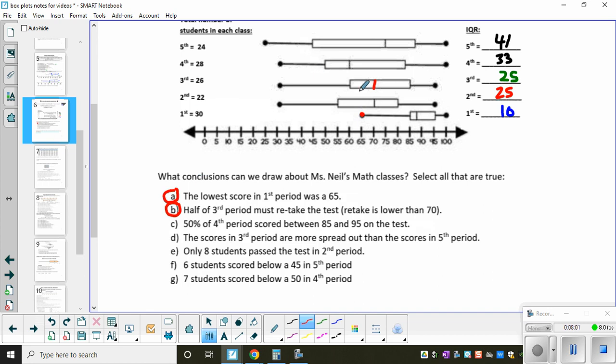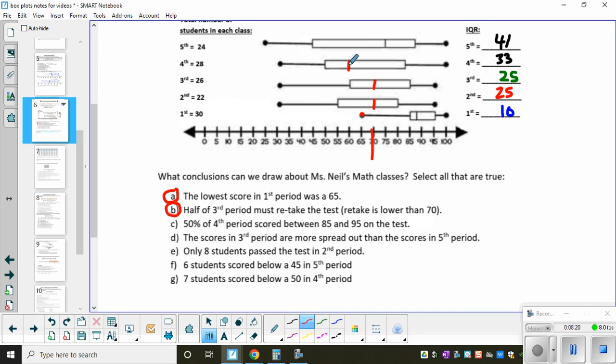So third period, when we look at that data and consider that half the class needs to do a retake, that's not so good. In fact, if we care about 70 being the cutoff right here, obviously this class did way better than that. Half of this class is going to need to retake, kind of like here.